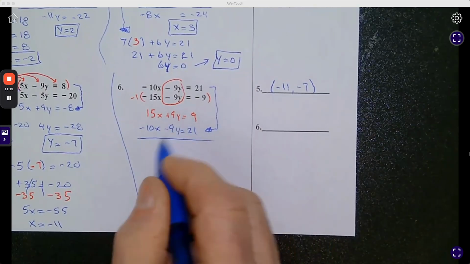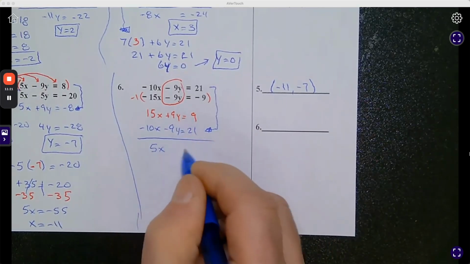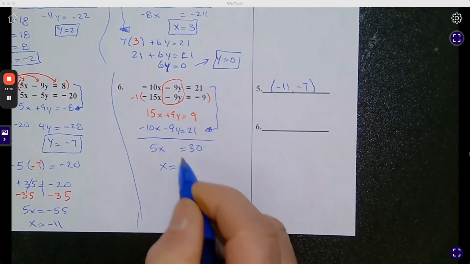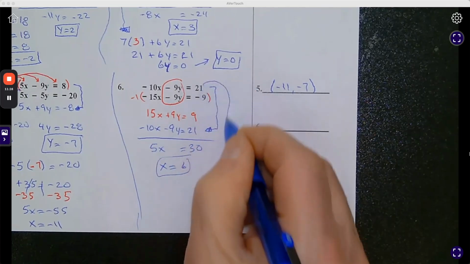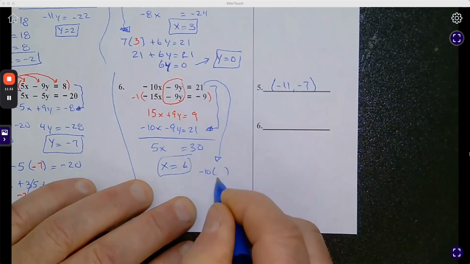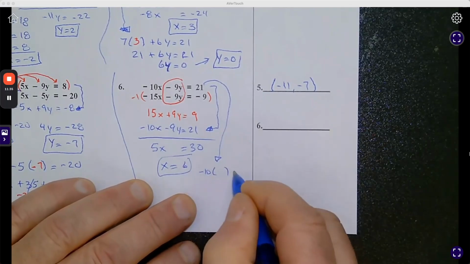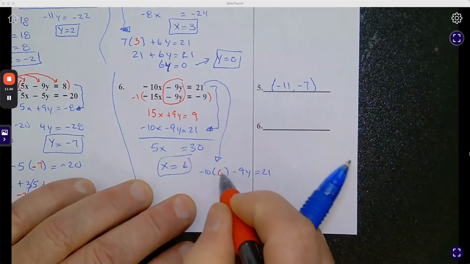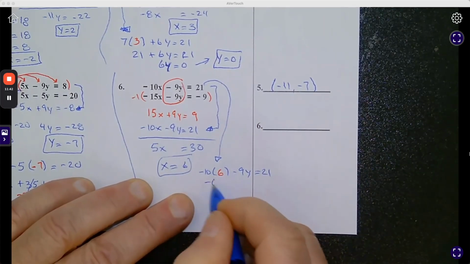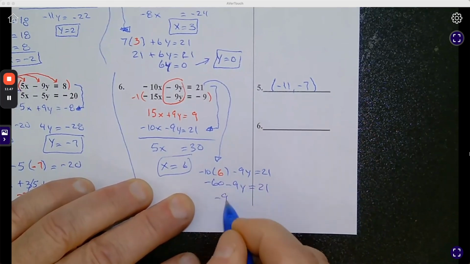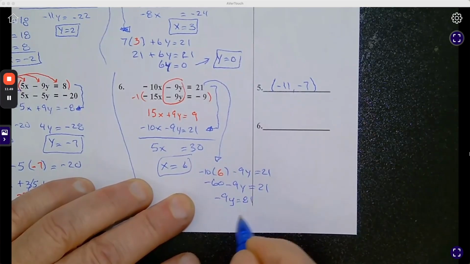Add them up, you got opposites. So 5x, that goes to 0, equals 30. Divide by 5, x equals 6. I'm going to go right here. I'll go negative 10. What am I going to put there? That's right. 6. Multiply negative 10 times 6. Add 60 to both sides. Divide both sides by negative 9.